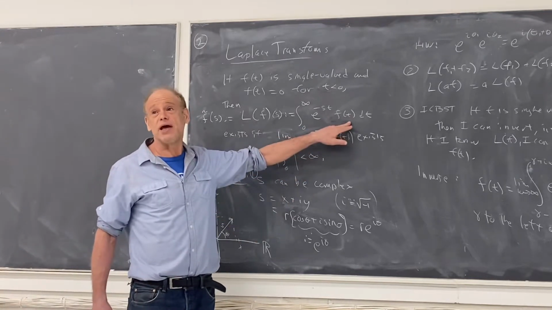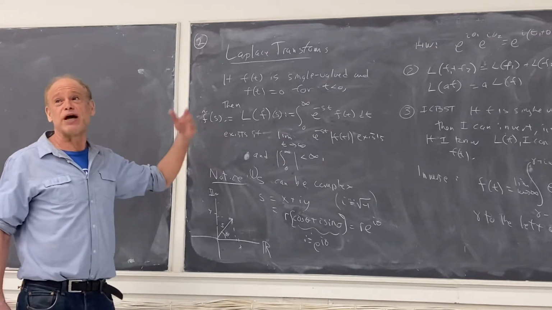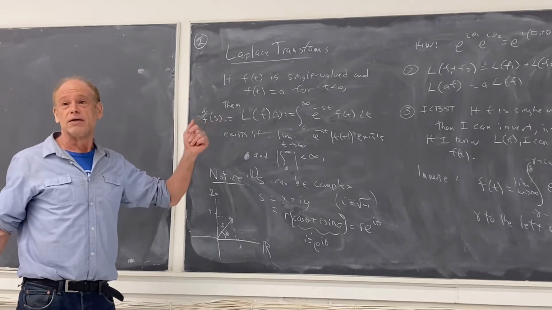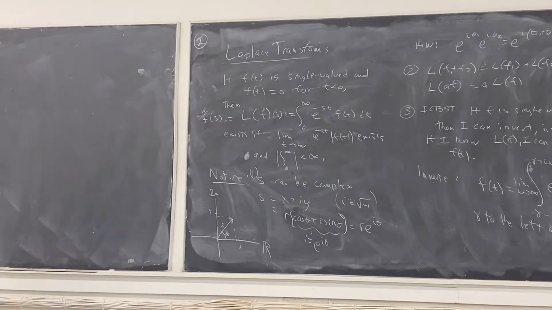F is a function of t. F tilde is a function of s. If I have f sometimes a function of t and sometimes a function of s, that just confuses everybody. So I'm going to try to always put the tilde on.